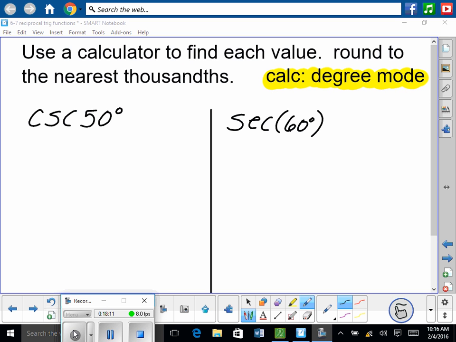Pull it out. Now make sure, does everybody see how this is in degrees? We have to make sure our calculator is in degree mode. So everybody hit the mode key on your calculator. Change it to degrees, not radians.